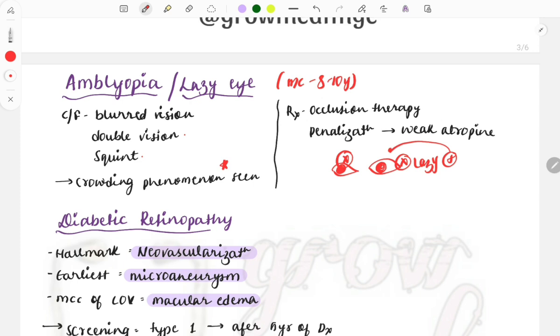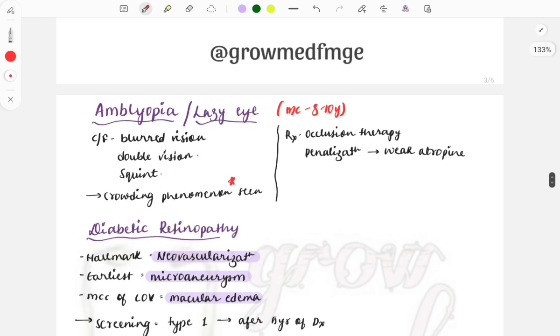And the same for penalization. We will be giving atropine in this eye which is normal, and then we will be making this eye also weak, so that the lazy eye will start working. So this was about amblyopia. The buzzwords or hints which would be given in the question: crowding phenomenon, lazy eye, 8 to 10 years of age, and treatment occlusion therapy.